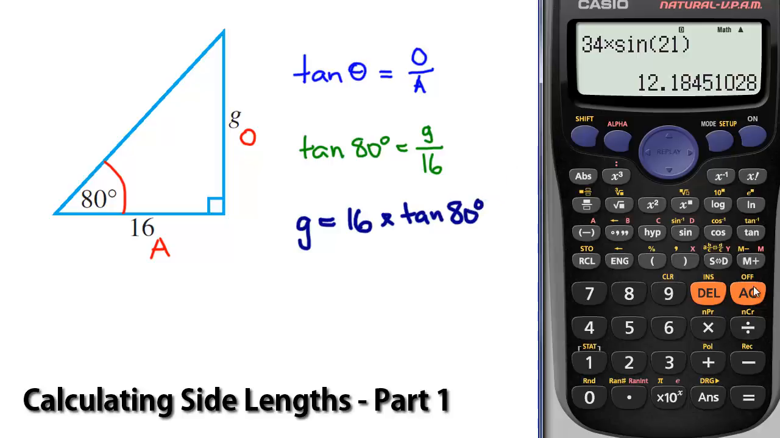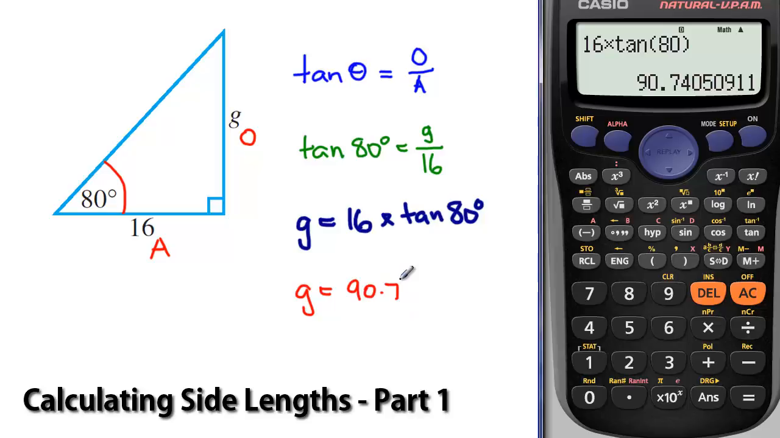Again, use our calculator, we'll clear the last answer. 16 multiplied by tan 80 degrees, close our bracket, and that's equal to 90.740509. I'm going to round this one this time to one decimal place, so that will be 90.7 units long.